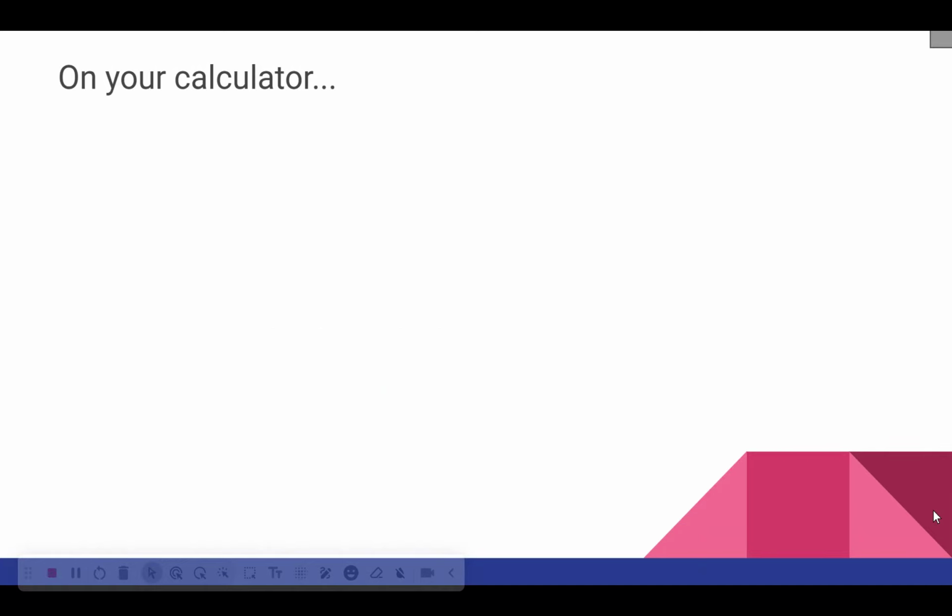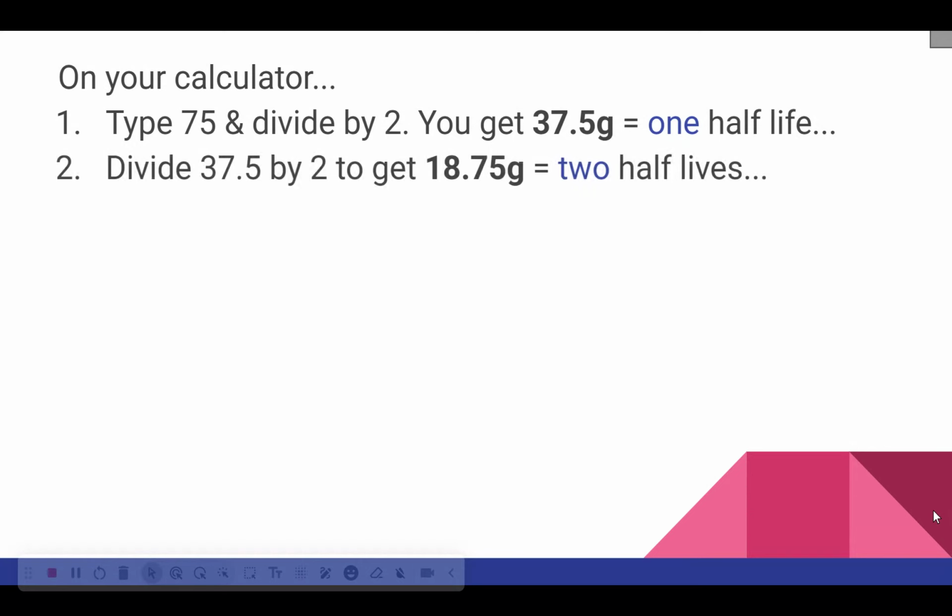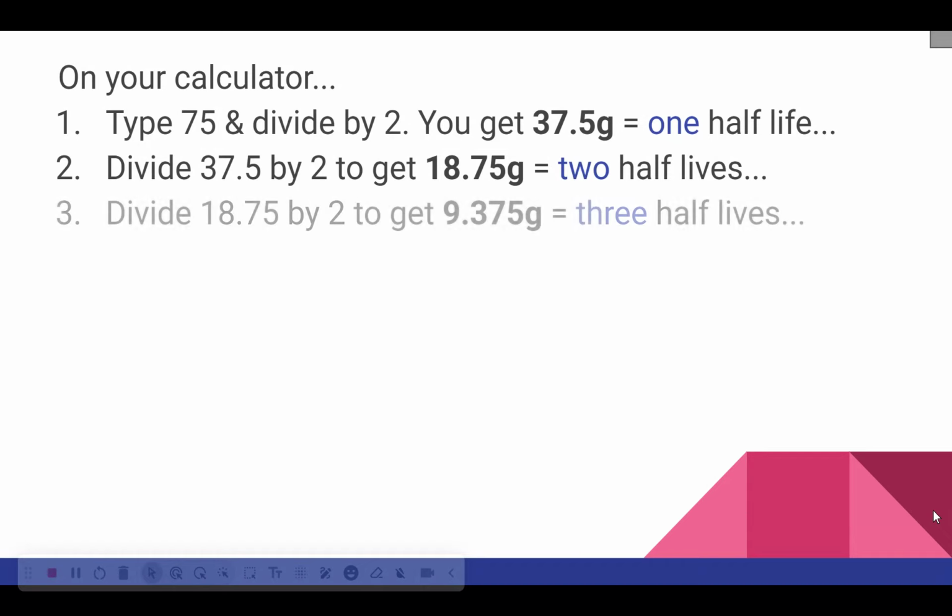So this is the way you'd be expected to do it without getting the logarithm stuff. On your calculator, start with 75. That's the amount we started with, and divide it by 2. That would be 37.5 grams remaining after 1 half-life has passed. That's not the number I want. Divide by 2 again, and I get 18.75 grams. That's how much is left after 2 half-lives have passed. Still not what I want. Divide by 2 again, and I get 9.375 grams. That's how much is left after 3 half-lives.